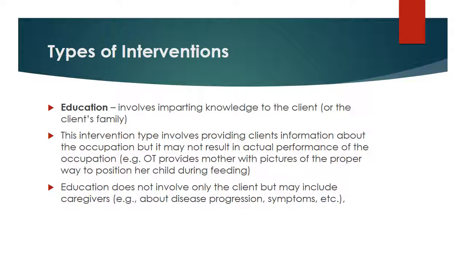Education involves imparting knowledge to the client or the client's family. Again, it's a type of intervention, and this intervention type involves providing clients information about the occupation, but it may not result in actual performance of the occupation. For example, the OT provides the mother with pictures of the proper way to position her child during feeding.